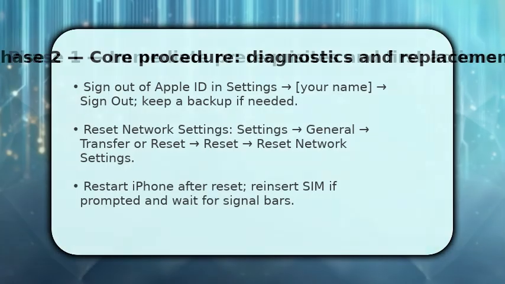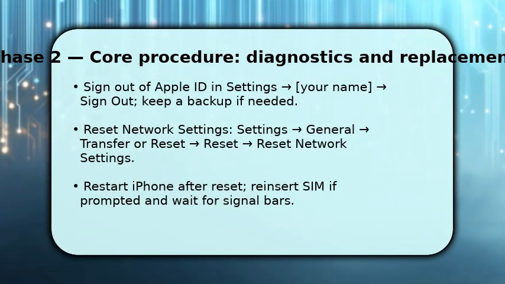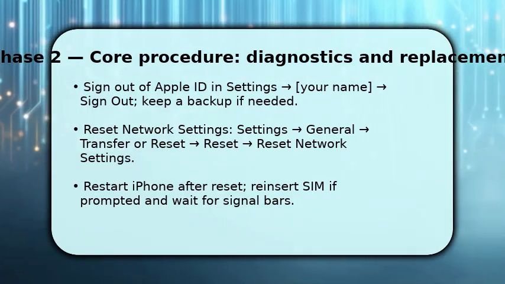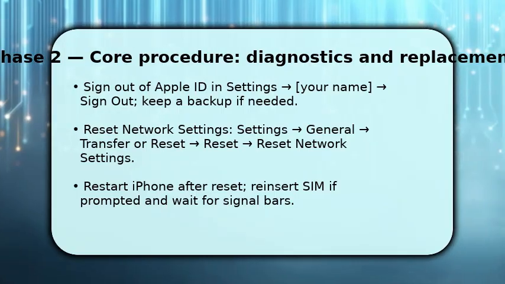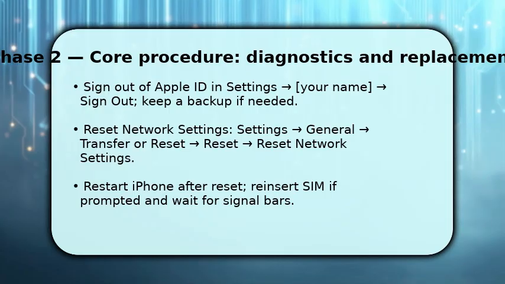You now sign out of your Apple ID from settings under your name. If asked, keep a local backup and note passwords. Once signed out, reset network settings to clear any corrupted carriers or message routing. This removes saved Wi-Fi passwords but resolves hidden issues.